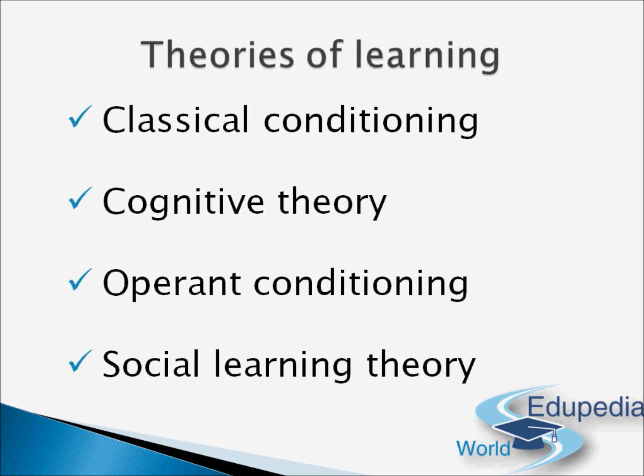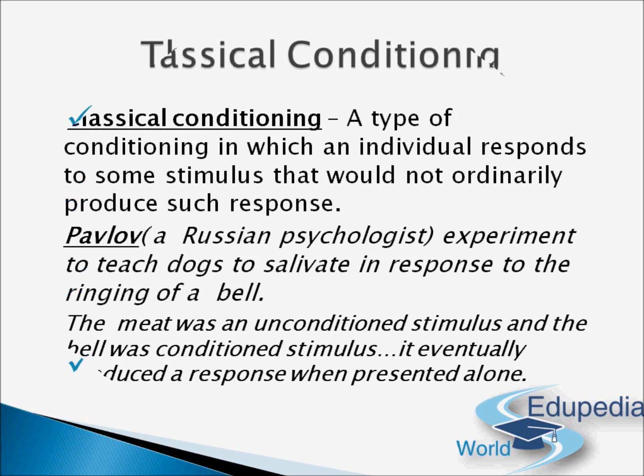After understanding that learning is important for the organizations and it is the duty of the manager to understand that the learning takes place in the employees for all the changes that he wants. Now, what are the theories of learning? There are basically 4 important theories of learning. Number 1, classical conditioning. Number 2, cognitive theory. Number 3, operant conditioning. Number 4 is social learning theory. Let us discuss these theories one by one.